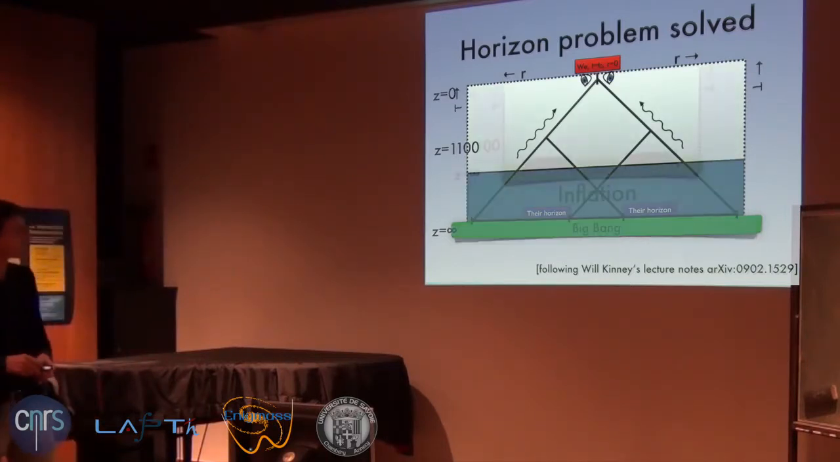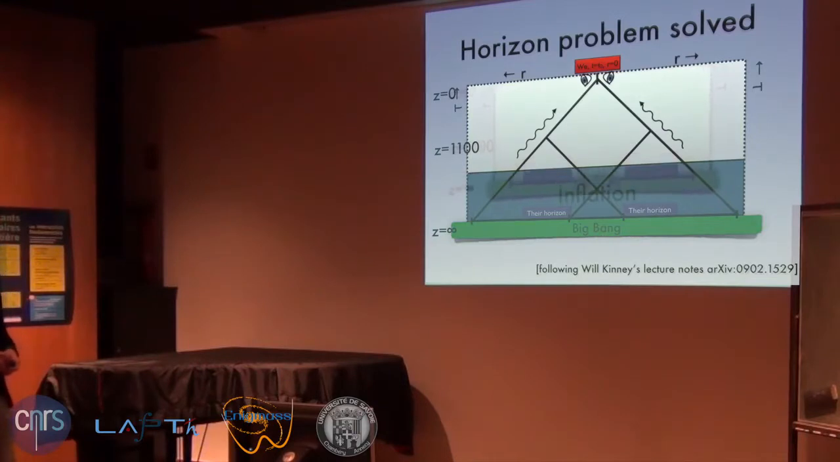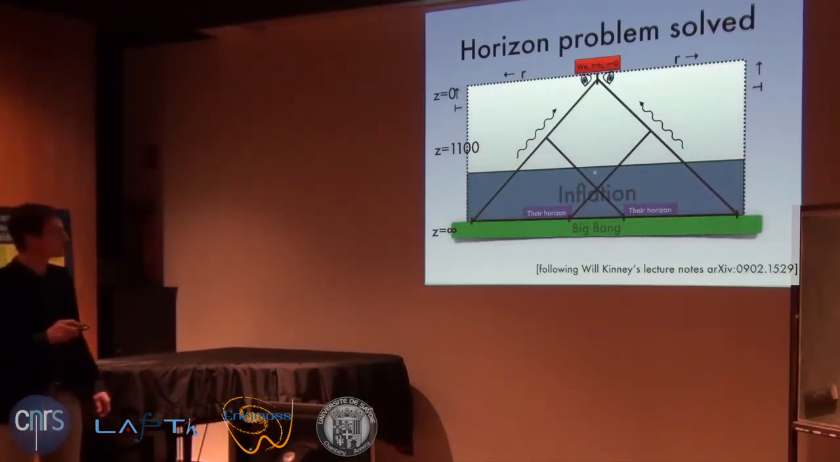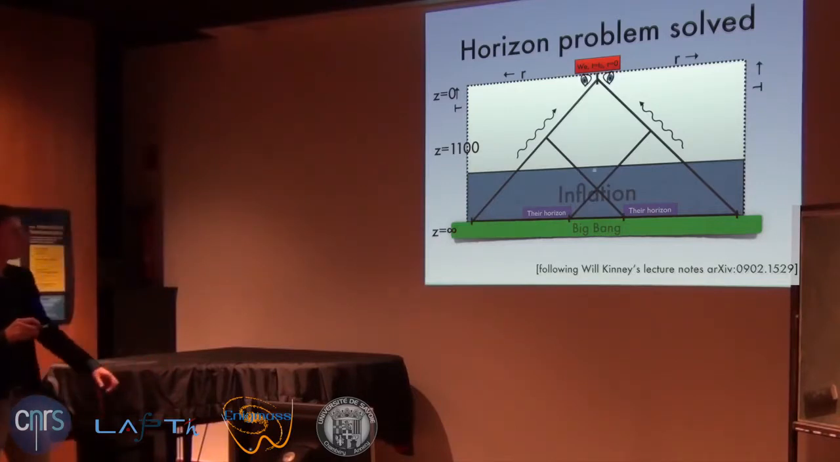I like this animation very much, so I'm going to show it again. Inflation increases the past light cone in terms of redshift, pushes more space-time into our past light cone, and that means that these 2 points will have had access to the same bit of information.